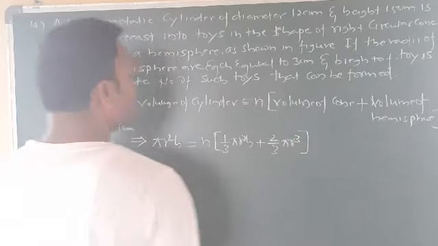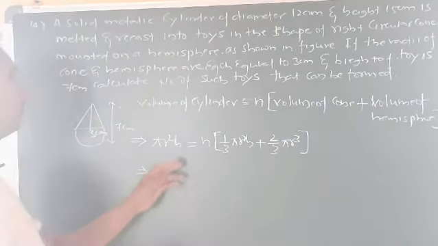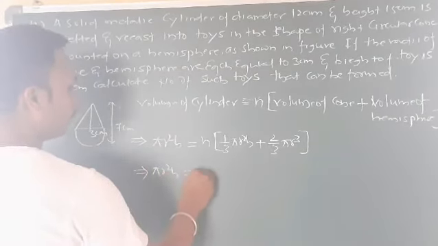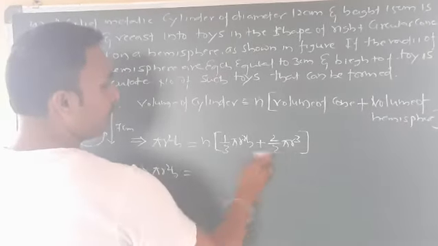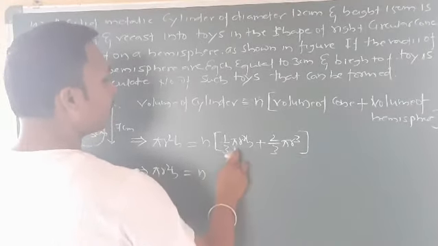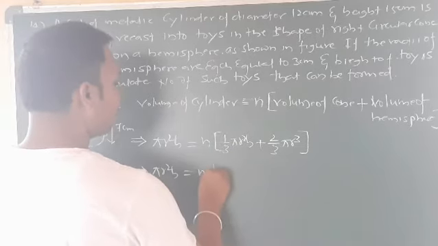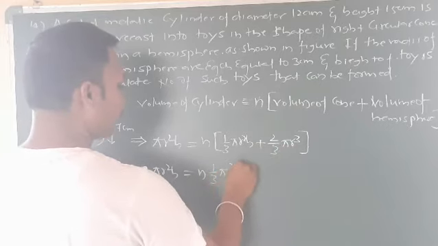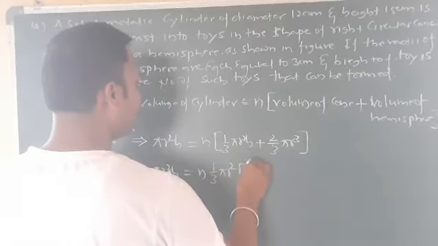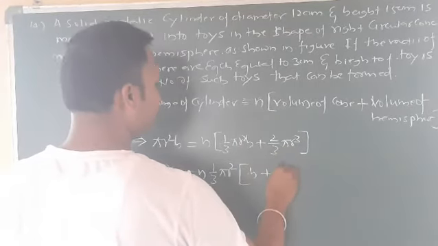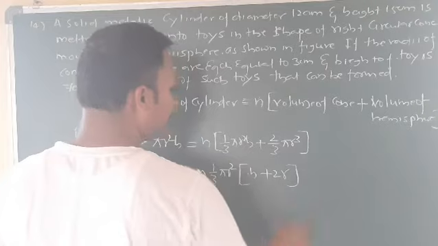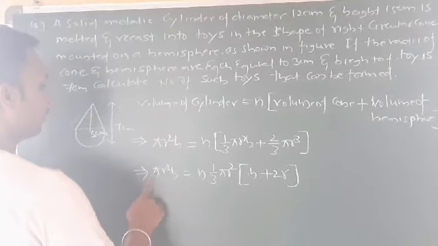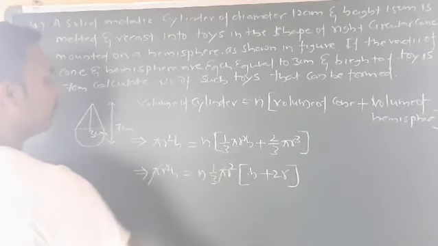Now from this we can keep pi r square h as it is here. Is there any common factor? Yes, n I'll keep as it is, 1 by 3 and here 1 by 3. So I'll take pi r square common. The remaining here is h plus 2 into r. Now, this r square will not be cancelled, only pi will be cancelled here.